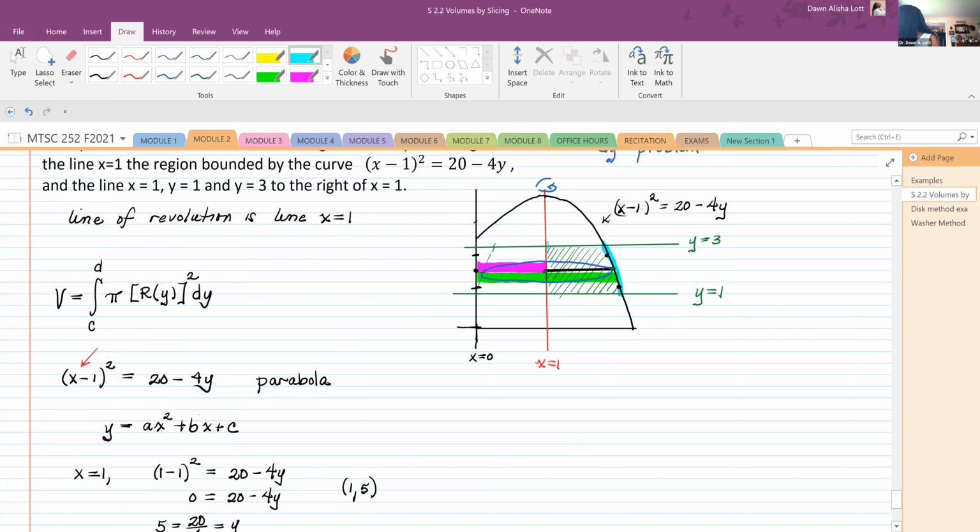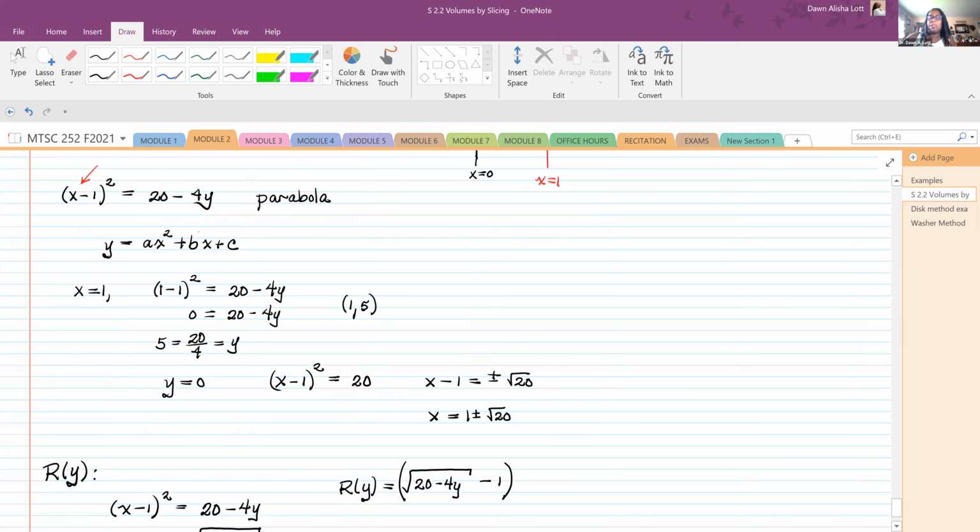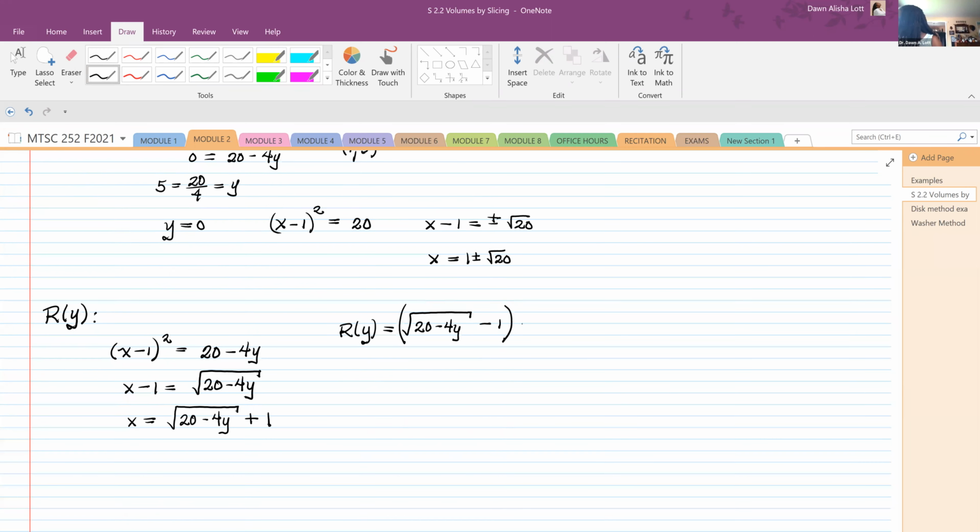And subtract off x equals 1. That is that curve, and it will always give me the piece in between. So that's my radius. And this is plus 1. That's my radius.